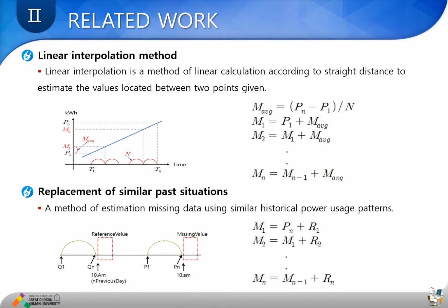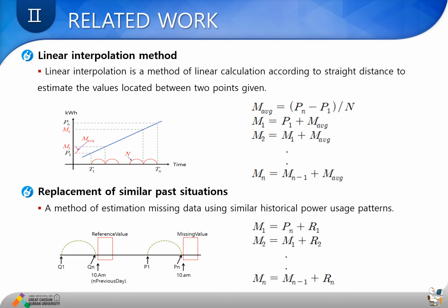Second, replacement of similar pattern situation, a method of estimating missing data using similar historical power usage patterns. First, using Euclidean distance to find a date with similar electricity usage. Find from Q1 to Qn similar to the pattern from P1 to Pn. The subsequent value of a similar pattern is a reference value.